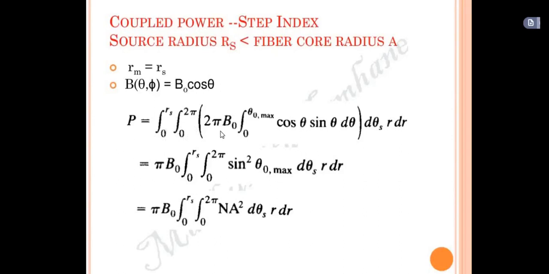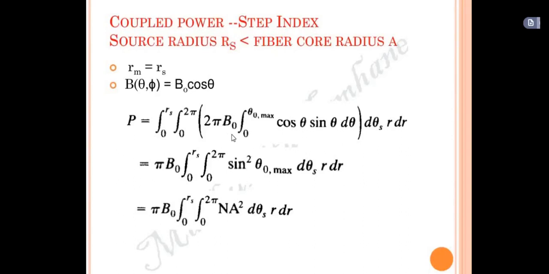This is 2 pi. We got this 2 pi B naught because we are substituting the limit. We are integrating the first term from 0 to theta of cos theta sin theta d theta. So now the integration of cos theta into sin theta. To further simplify, 2 pi will be there, and this 2 I'm shifting inside. 2 sin theta cos theta is sin 2 theta. If I replace it, I can write it as sin square theta.